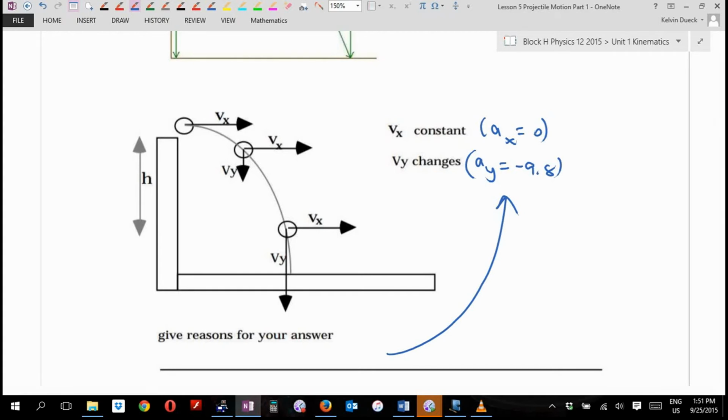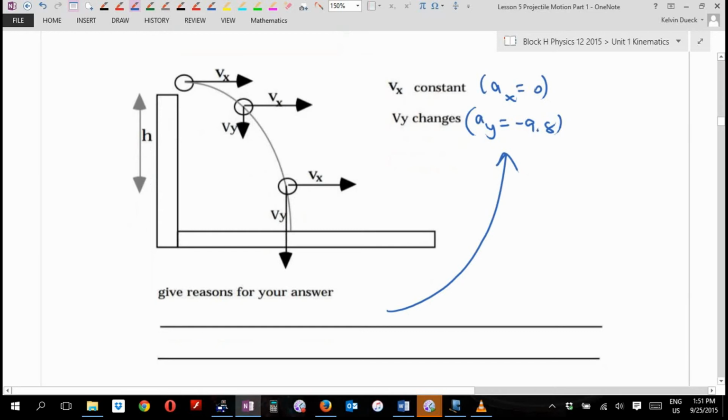What does this mean then? If you give me a projectile question, the first thing I'm going to do before I do anything else is components. Let me show you what I mean.